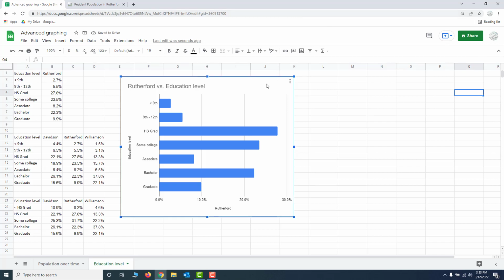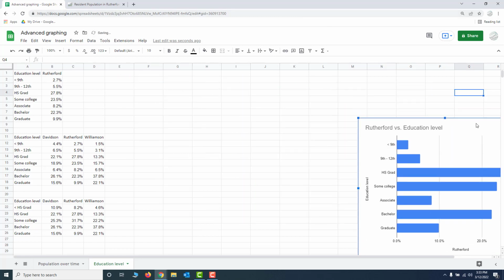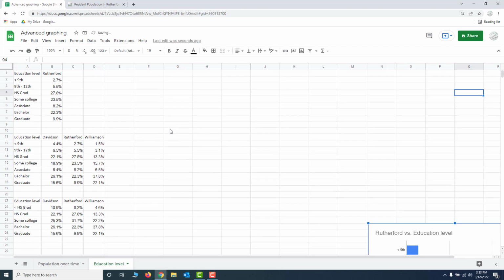So that's one approach. Now, what if you have something like this, where, just like we did before, you've got the education levels here, and you've got Rutherford County's numbers here, but you also have numbers for 2 more counties, Davidson and Williamson, and you want to somehow get them in the mix in that one single graphic, so that now we can compare these 3 counties. A pie chart's not going to work, because you would have to have an individual pie chart for each of these. So what's the alternative?